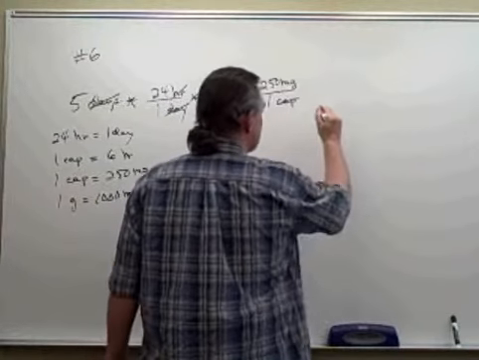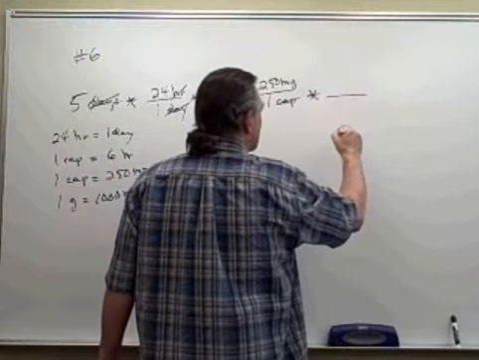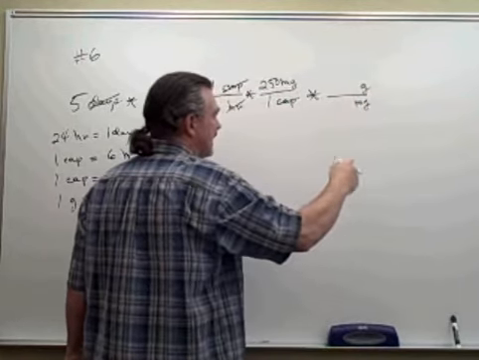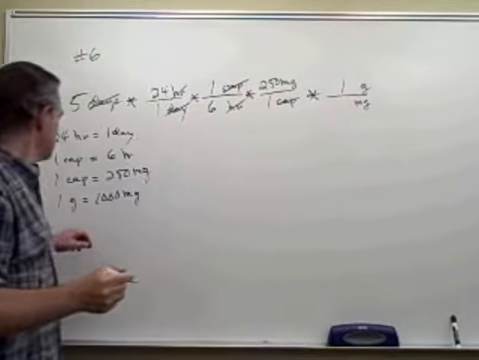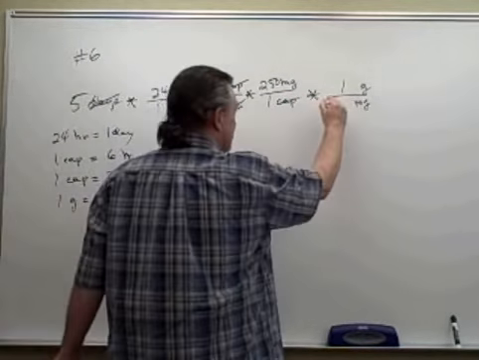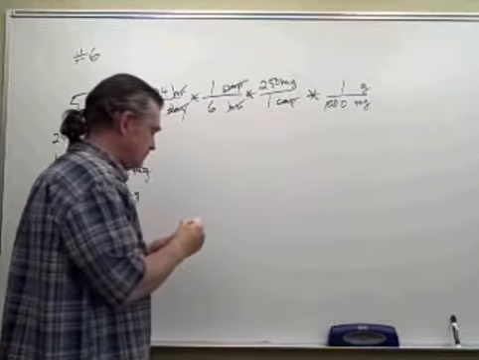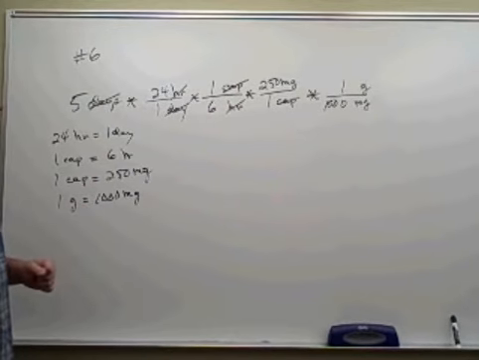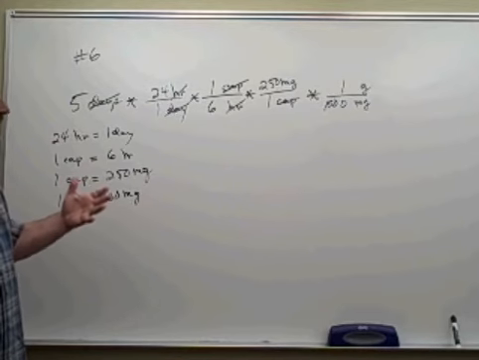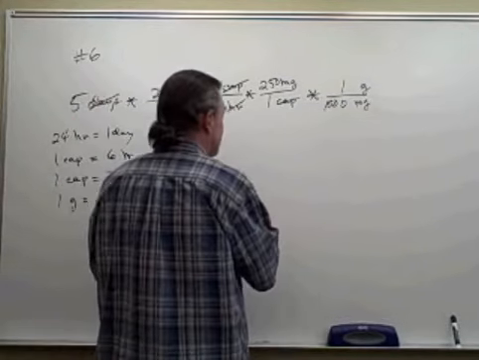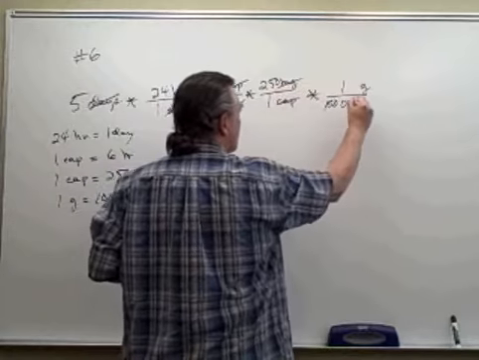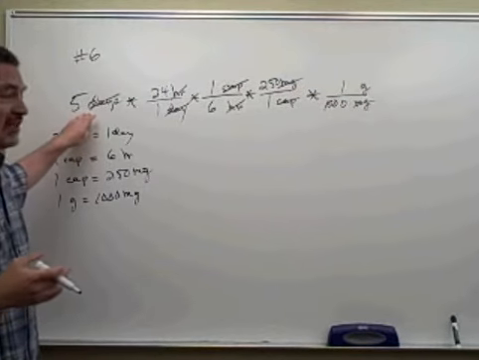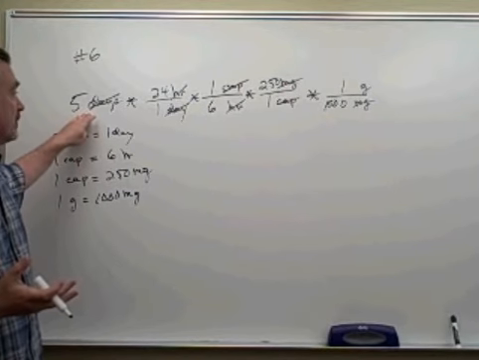Adjust my ending point here. So I want milligrams to go away, I want grams to remain, and the equivalence is 1 gram is 1,000 milligrams. So if I do all of this arithmetic, I would end up knowing how many grams, because milligrams have canceled. I would know how many grams in total the patient received over those 5 days.